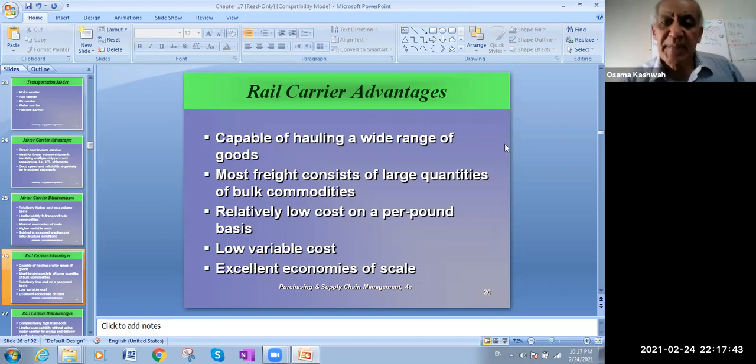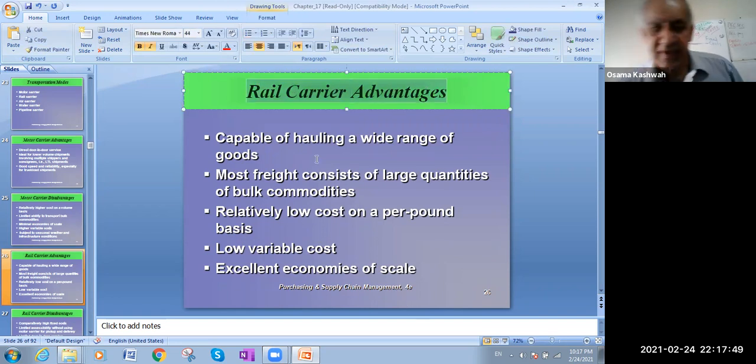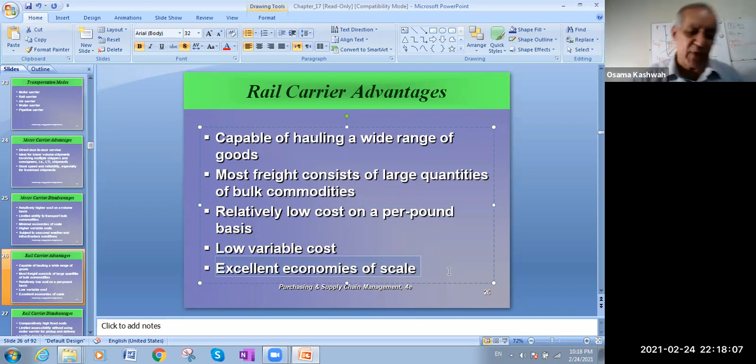The second type of carrier is the rail carrier, which is the trains, capable of hauling a wide range of goods. Most freight consists of large quantities, relatively low costs, and on a per pound basis, low variable cost, with economies of scale. And this is the second point also to know. It's also about the railways.